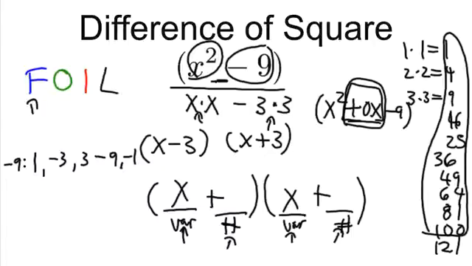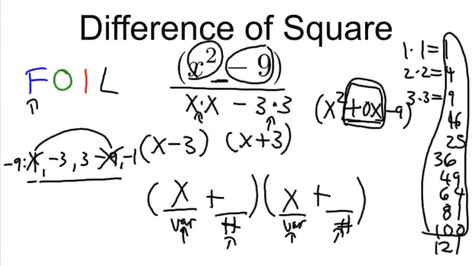Okay, so I need to think to myself, which factors can I put in here? Which of these factors can I put in here and have their sum equal to 0? Well, 1 times -9 will give me -9, but -9 plus 1 is going to give me -8, so it can't be those ones. Okay, let's see.